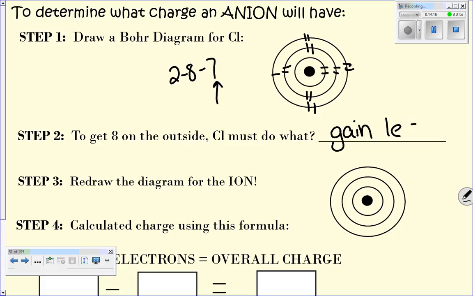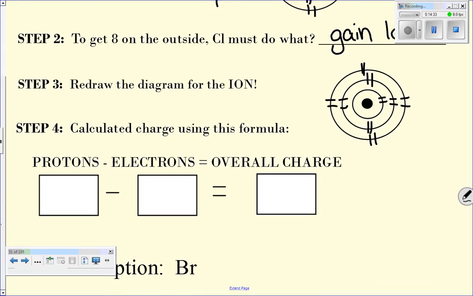So if we want to redraw this, we're going to do 1, 2, 3, 4, 5, 6, 7, 8, 9, and 10. So 2, 8. And we used to only have 7 on the outside ring. Now we're going to have 1, 2, 3, 4, 5, 6, 7, 8. Now we have 8 on that outside ring. So let's look at our net charge here. We're going to look at our number of protons, which is 17. We count our electrons in our ion. We have 2, 4, 6, 8, 10, 12, 14, 16, 18. So we're going to do 17 minus 18 to give us -1.